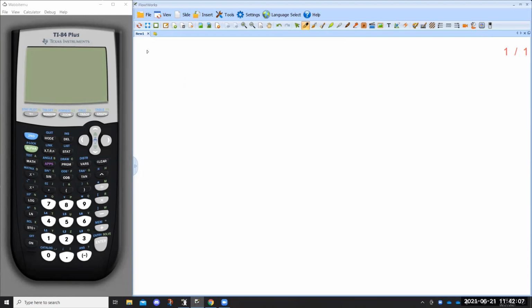USCS, US customary system. 1 inch on the map represents 10 miles on the ground. And so we need to have a conversion factor here that converts inches to miles or miles to inches. So 1 mile is 5,280 feet.